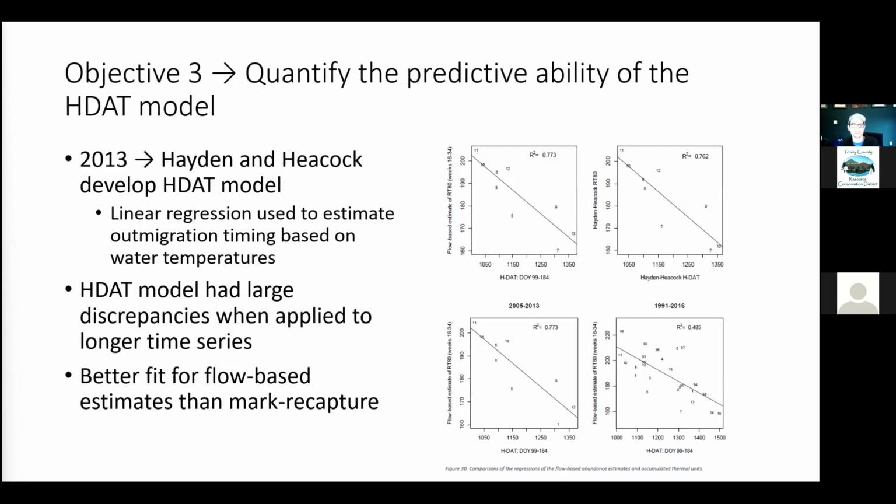And it also was a better fit for the flow-based estimates than the mark recapture. So those figures on there show the R-squared values. Basically, when you expand it out to 91 to 2016, it becomes noticeably less accurate. We go from an R-squared of 0.77 to 0.485, and that's kind of a point where you question its usefulness.